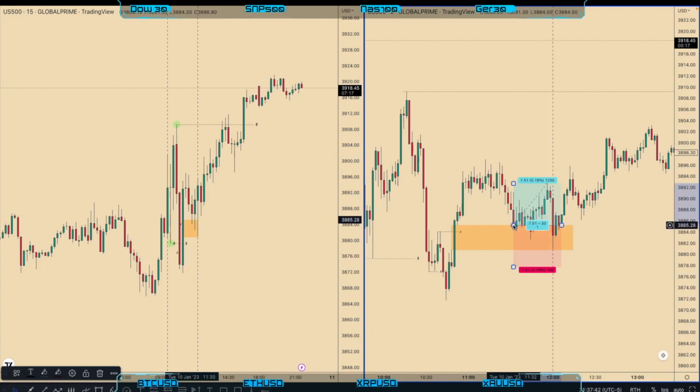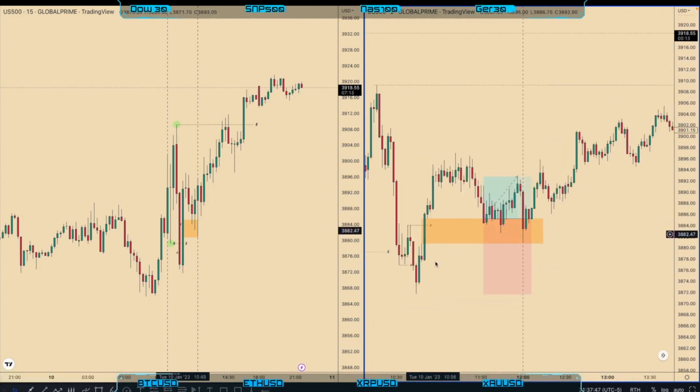As soon as price taps into this area, keep in mind that we are still within our timing. The end of the session is at 12, that's when I stop trading. So as long as we take an entry before 12, we are good to go.